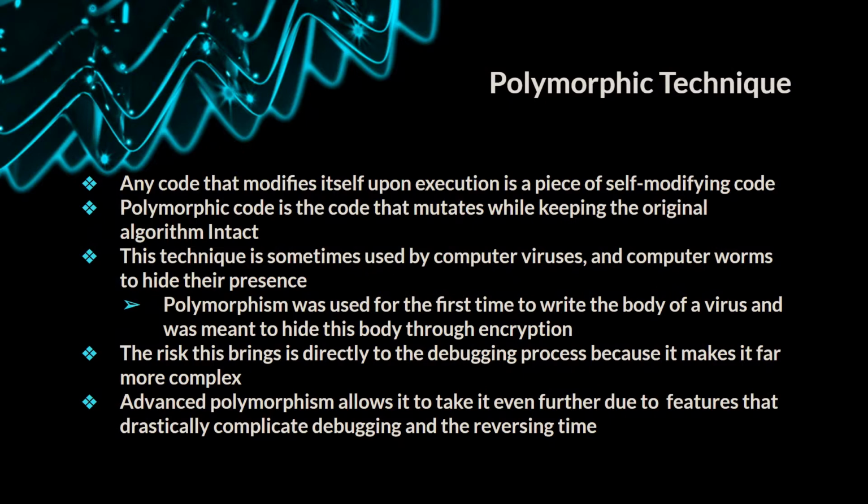Self-modifying code brings a risk to the debugging process because it makes it far more complex. Because as time goes on, you wouldn't really be able to go back. It's going to be harder to go back. Advanced polymorphism allows it to go even further because it provides features that complicate debugging and lengthen reversing time. An example or 2 of these features can be encapsulating complicated anti-debugging tricks or inserting a lot of junk and garbage into the real code. So the combination of these features results in a drastically elongated reversing time and complicated debugging.